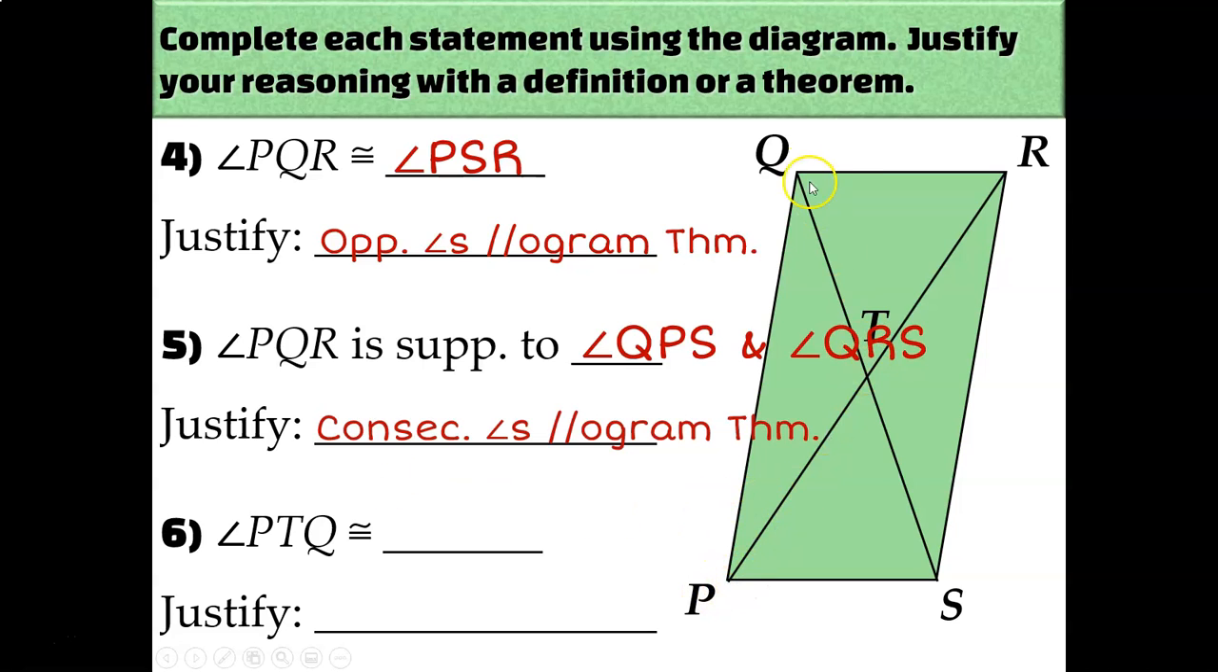What about angle PTQ? It's kind of covered up by my answers here, but that's this little angle right here. It has to be congruent to RTS. That's an old school reason, vertical angles congruence theorem, since those are two angles created by the intersection of two lines and they're non-adjacent, they have to be congruent by the vertical angles congruence theorem.